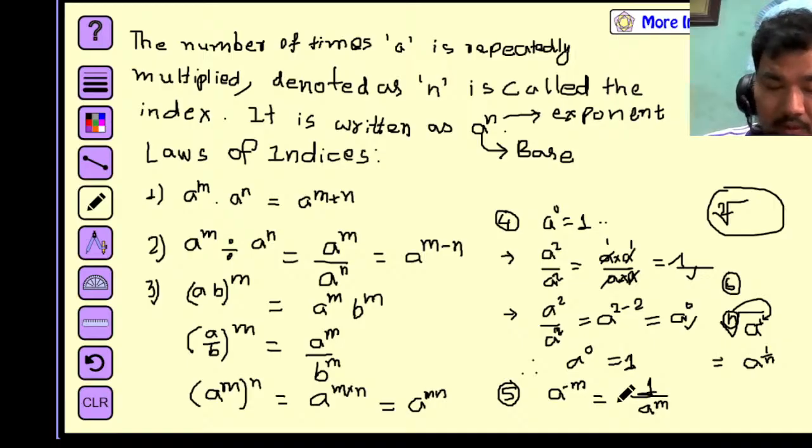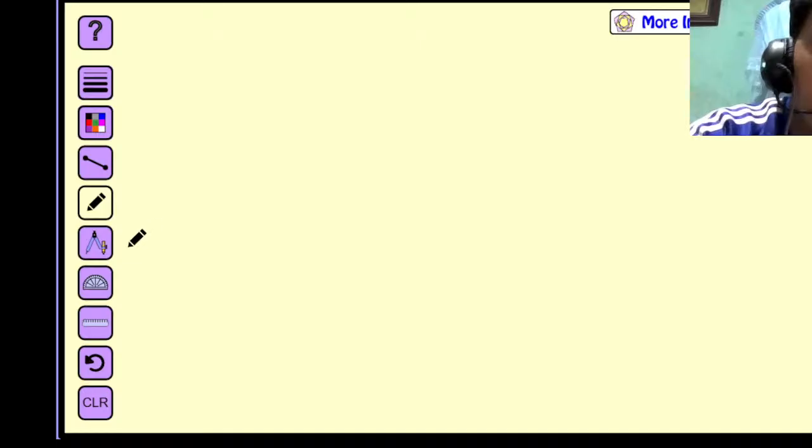Have you understood all the laws of indices? Now look children, I want to show you the questions that will be asked to solve related to laws of indices, one by one. I want to make it clear.